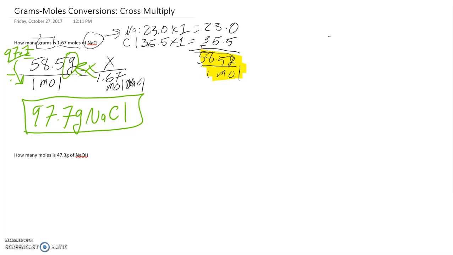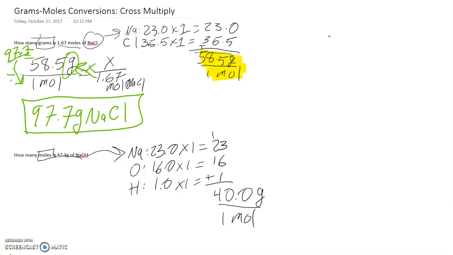The second one has us go the other way. We are given 47.3 grams of sodium hydroxide. And this one we're going to solve for moles. So once again, I need to calculate the molar mass of sodium hydroxide. So I now have 40 grams for every 1 mole of sodium hydroxide.